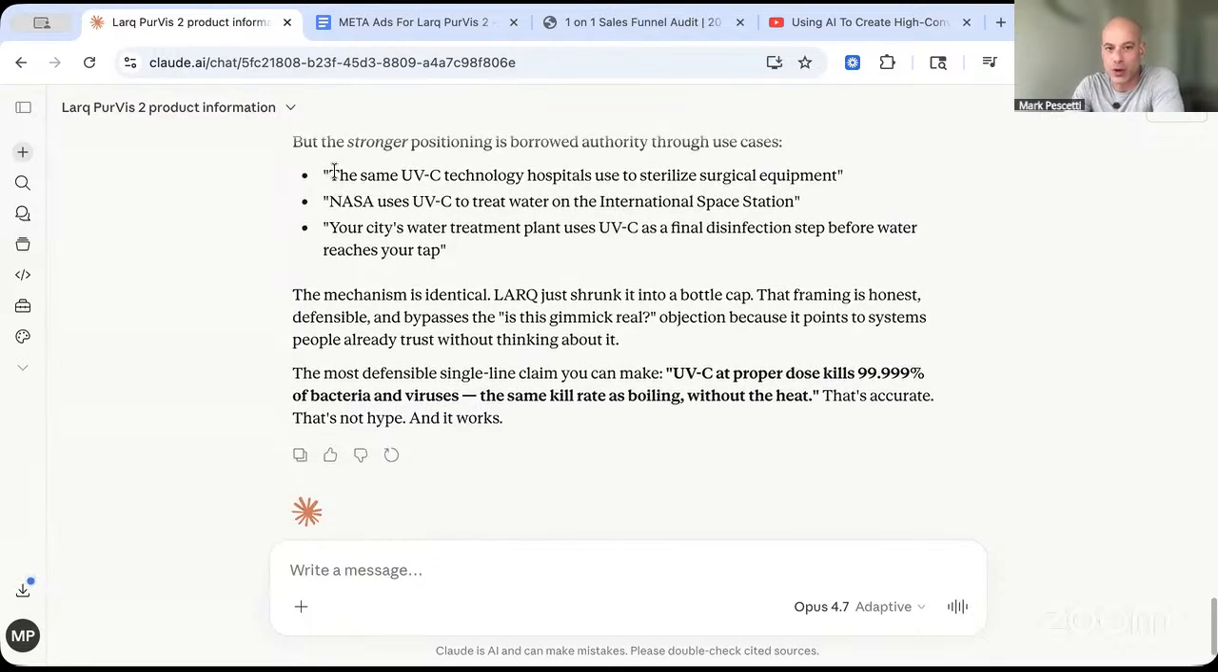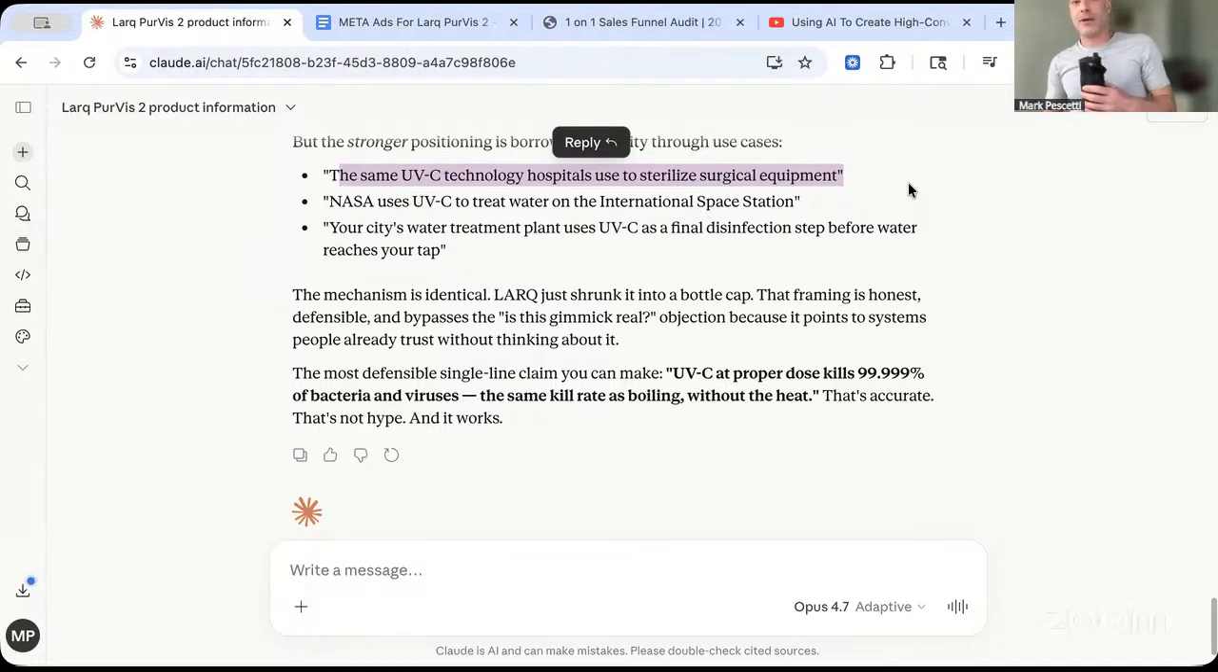If you were the owner, or you're the copywriter writing for this company, and let's say they have a doctor, then coming from that, this is what the same technology hospitals use. You can even show them in the device itself. This is the same technology as doctors use to sterilize surgical equipment, and that will have a lot of impact.